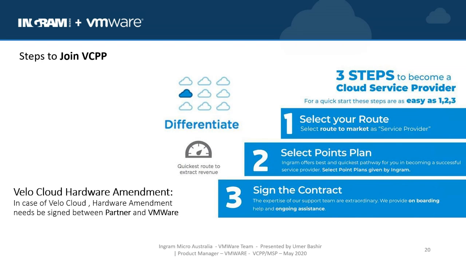Now, the contract is going to be between Ingram Micro and the partners, or with you, and it enables you to understand what expectations are set for you, and also expectations from us, from your reporting standards to terms and conditions related to the product usage itself. The additional part, obviously, that comes with Velocloud is the hardware amendment, and that is going to be a commitment between you as a partner and VMware itself. Ingram Micro would not be part of that agreement.